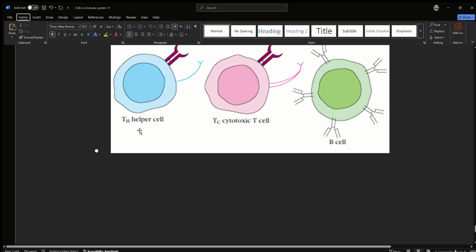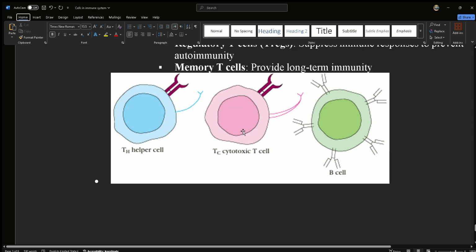So Th helper cells, Tc cytotoxic T cells and B cells. Here you can see that they are quite similar, but their surface molecules are different. Th cells will have CD4 and T cell receptors in addition to many more proteins, and Tc cytotoxic T cells will have CD8 and T cell receptors, and B cells will have IgM expressed on their surface.